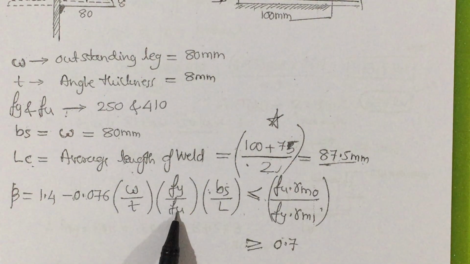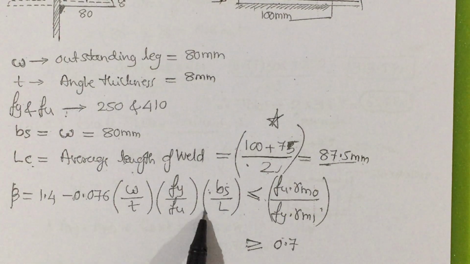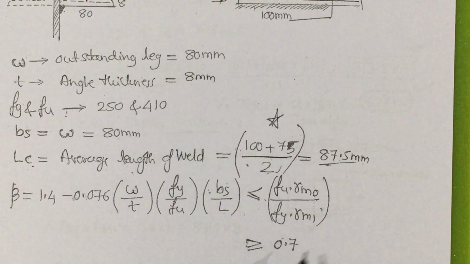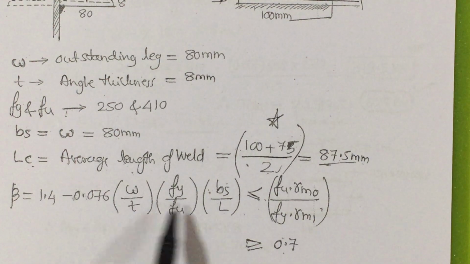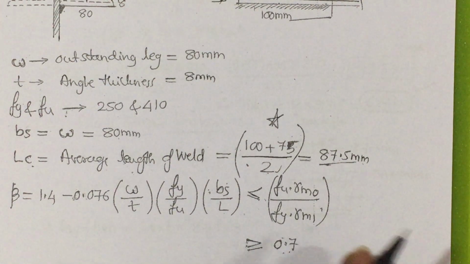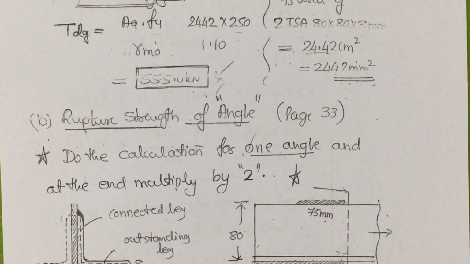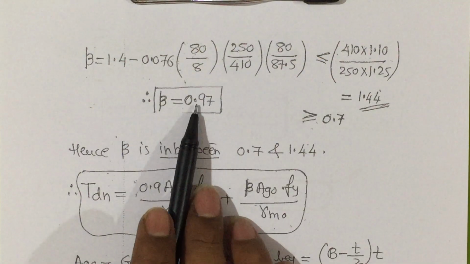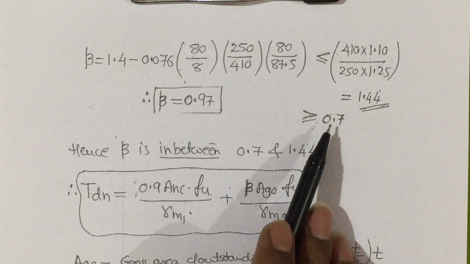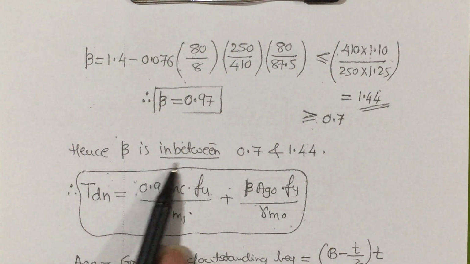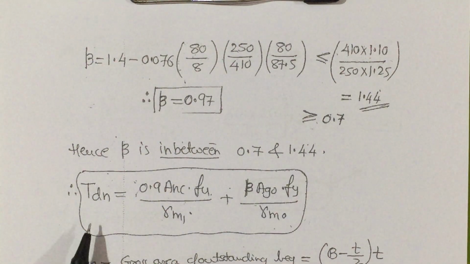Substitute W, T, Fy, Fu, Bs, LC, then check against Fu by gamma m0 divided by Fy by gamma m1, and 0.7. Whatever beta value you get, it should be greater than 0.7 and less than this value, then that value will be correct. So, we got beta as 0.97, it is greater than 0.7 and less than 1.44. So, our value is correct, hence beta is in between 0.7 and 1.44.